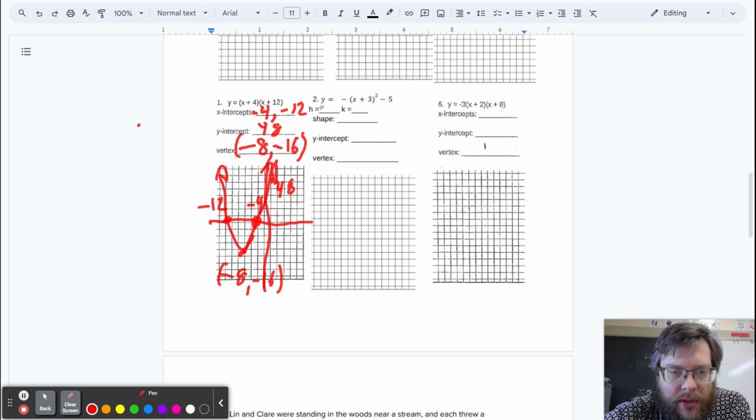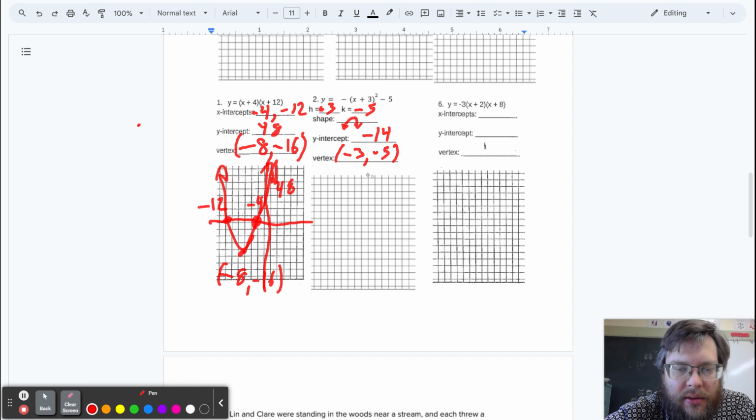Okay, next one, another vertex form. The h is negative 3. The k is negative 5. It's a frowny face. If I plug in 0 for x and type it into my calculator, I get negative 14. And then the vertex is given right there in the problem, negative 3, negative 5.